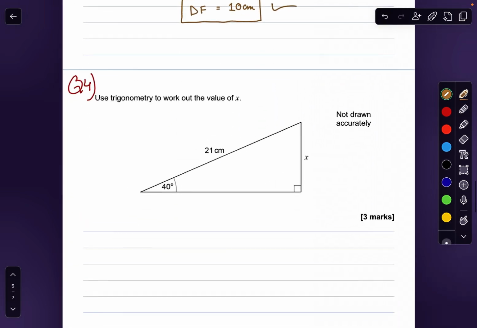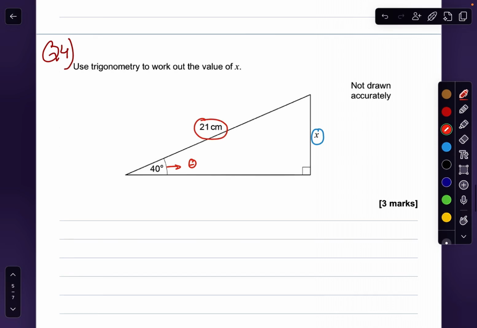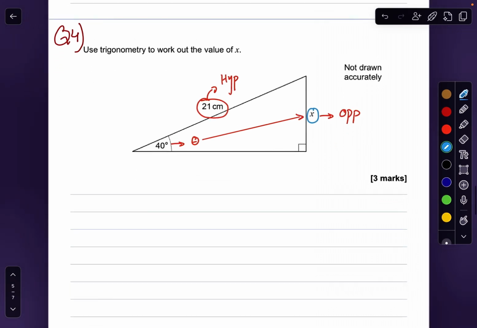Moving to question number 4, that's again an important one. They have given: use trigonometry to work out the value of x. You're working out the value of x here using trigonometry. You have to see the included angle theta here is simply this, and it's a right angle triangle as well. We are given this 21. You should know this is a hypotenuse. This angle is this, so the opposite side to that is x. It means this is the opposite. We know opposite and hypotenuse, we are using these both.